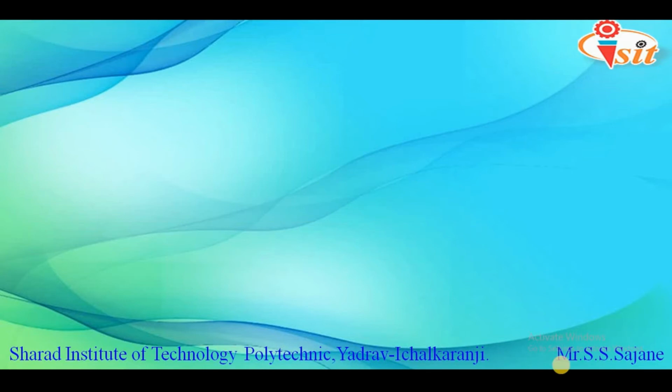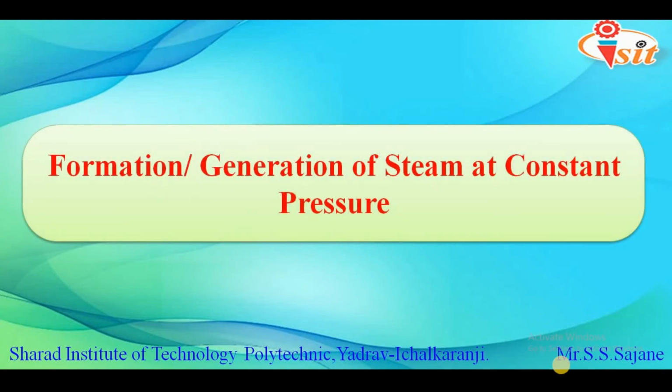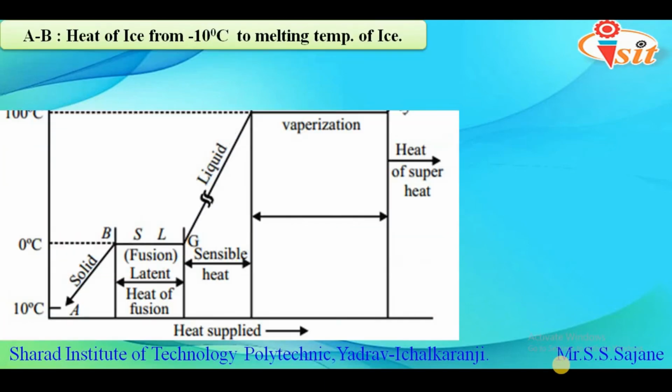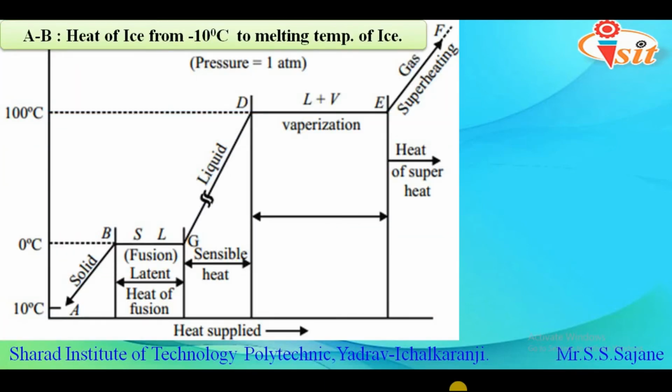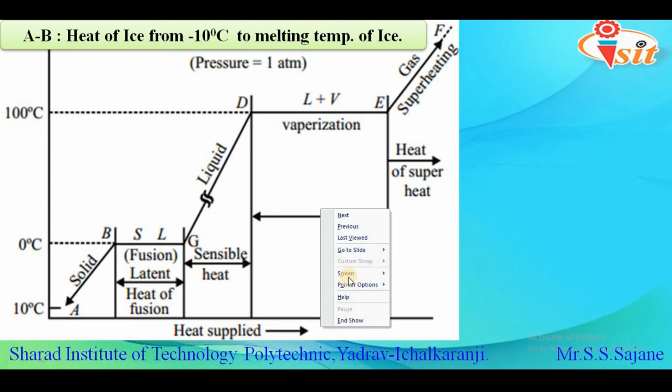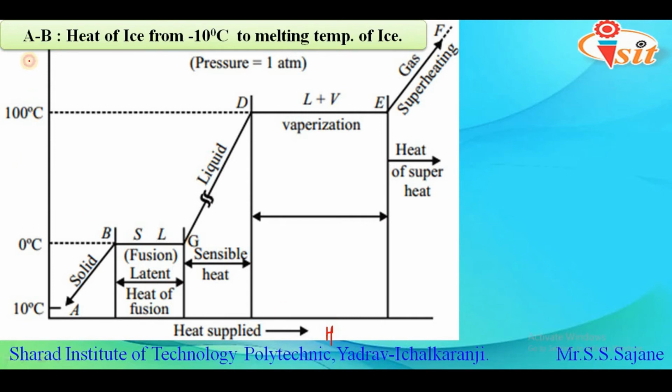Now in the next slide, we will see how the formation or generation of steam takes place at constant pressure. Here we have the diagram where on the x-axis we have heat supplied, that is enthalpy, whereas on the y-axis we have temperature. If we look at this diagram, we will understand how the generation of steam takes place at constant pressure by dividing the diagram into several stages.